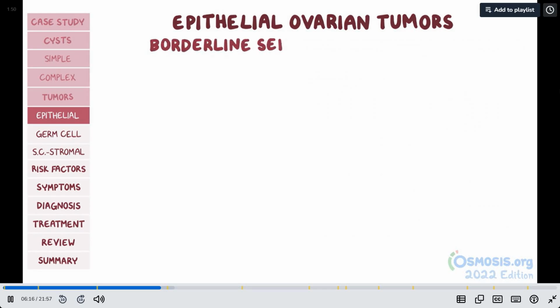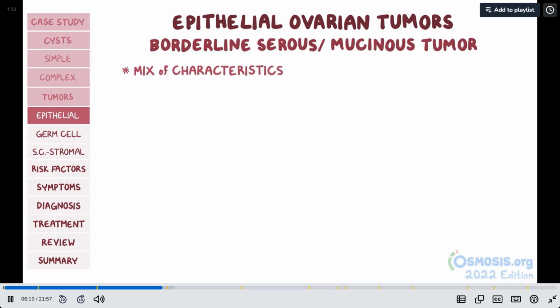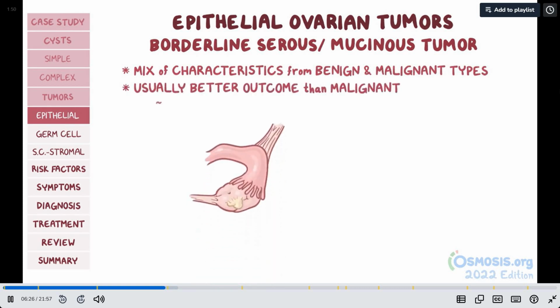Finally, there's a borderline type of both serous and mucinous tumors, and it has a mix of characteristics from both benign and malignant types. The one thing to keep in mind here is that it's usually a better outcome than the malignant type, since it's not as likely to metastasize.